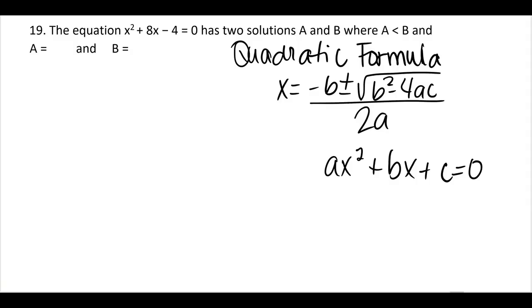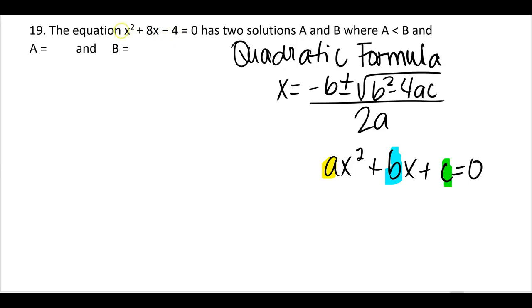Let's solve this equation by using the quadratic formula. So I've written the quadratic formula here. And so it's x equals negative b plus or minus the square root of b squared minus 4ac, all divided by 2a. And so where is a, b, and c coming from? That's coming from your standard form of a quadratic. So we have a, b, and c. So the equation given here is x squared plus 8x minus 4 equals 0. The coefficients of the terms are going to give you your a, b, and c.